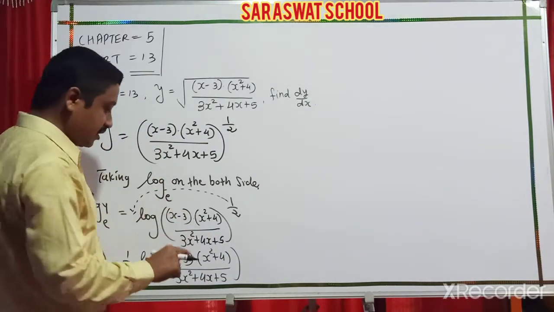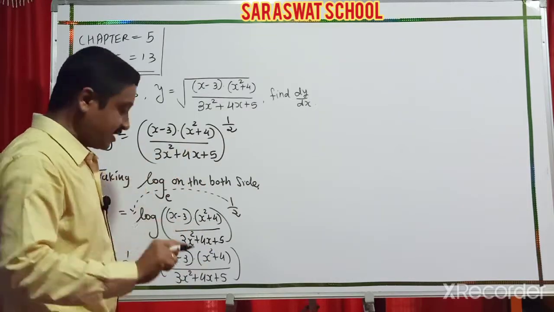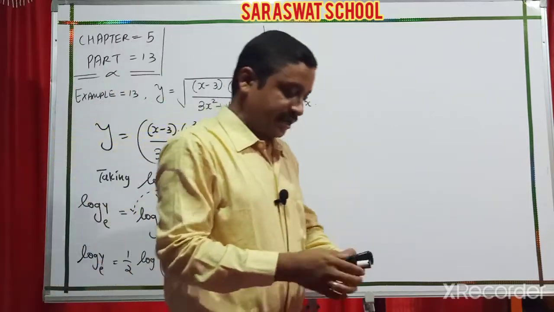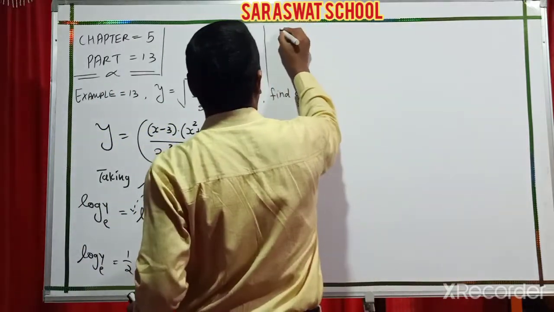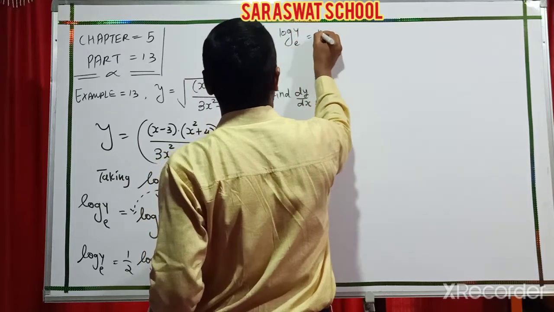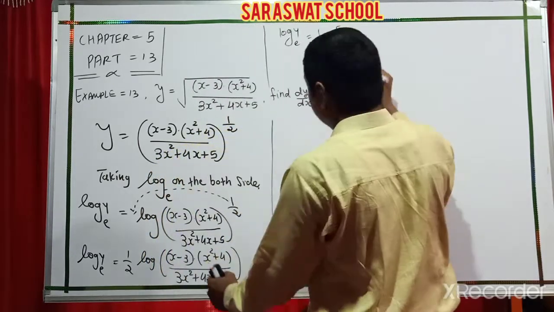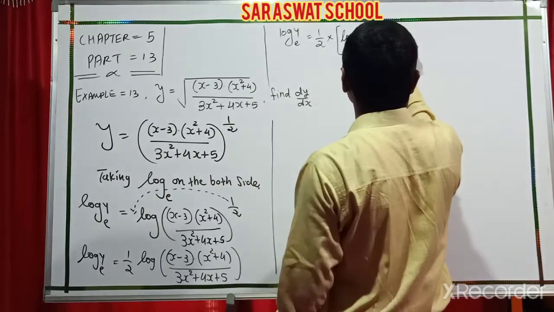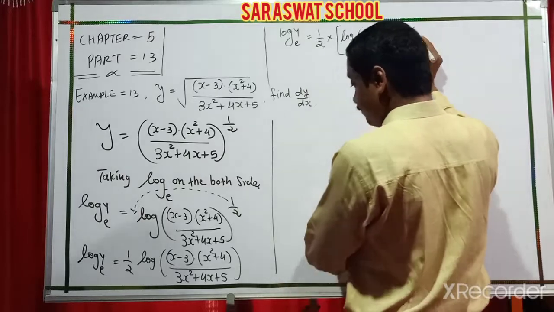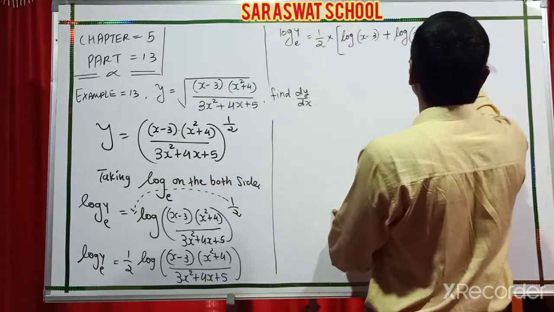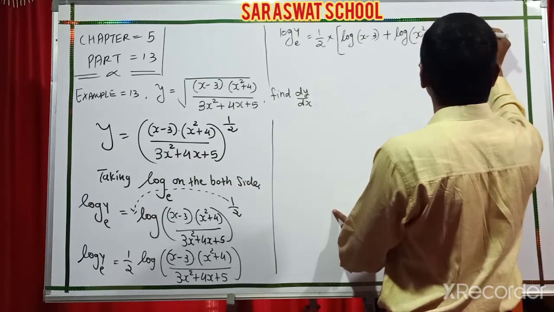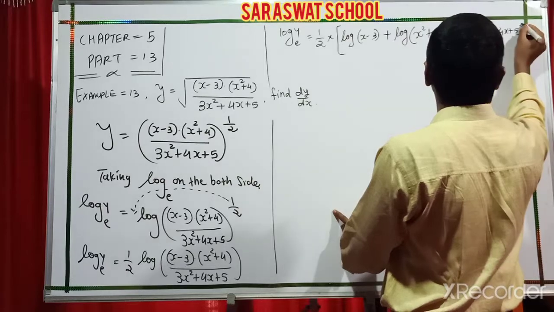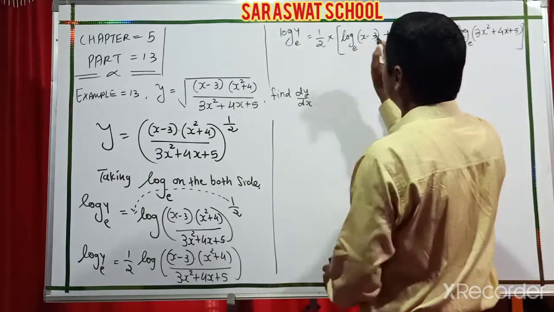Now students, the property is: product converts into addition, and division converts into subtraction. So I get log y base e, half the same, and this part, students, is log of the first, into, then plus log of the second, and divide, then subtraction, log of 3x square plus 4x plus 5. Base e the same, here also base e and here also base e.